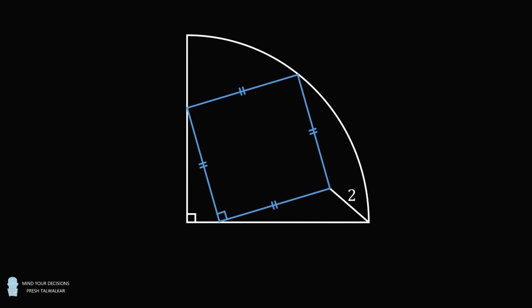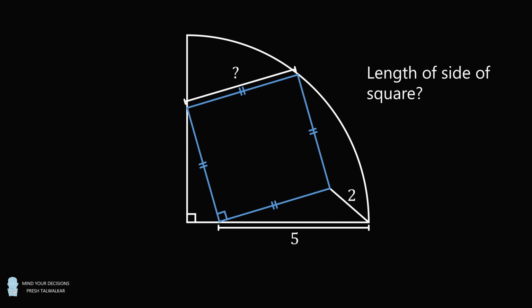From an adjacent corner on the radius, the horizontal length to the corner of the quarter circle has a length that's equal to 5. The question is, what is the side length of the square equal to? This was posted on Reddit AskMath with the title that this problem stumped the entire math department. Now, in order to solve this, you are allowed to give an approximate value to 3 decimal places.